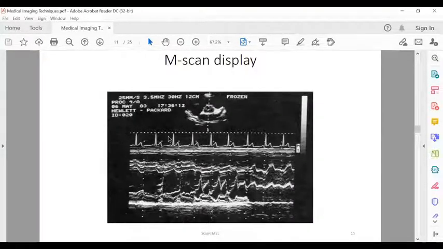Sorry, it is not used in valvular structure. The B scan will be used for valvular structure and function determination and for cardiac chamber. So M scan display, basically it is used for measuring the chamber dimensions.